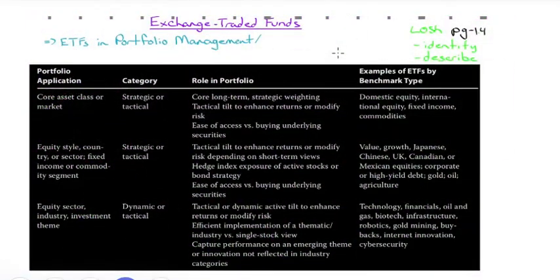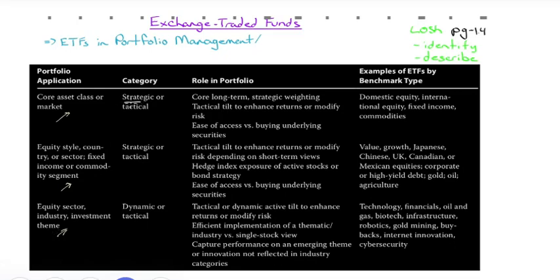All right, the second category we're going to look at for ETFs and portfolio management deals with asset class exposure management. And we have three applications here: core asset class or market, equity style, country or sector, fixed income or commodity segment, and this one here, a theme, an investment theme. So we can use ETFs to gain our core exposure from our strategic asset allocation. Perhaps we have 40% equities, 40% bonds, and within bonds we have 30% investment grade, 10% high yield. Well, it's going to be hard to get that high yield exposure efficiently. We may just use an ETF to get that core exposure.